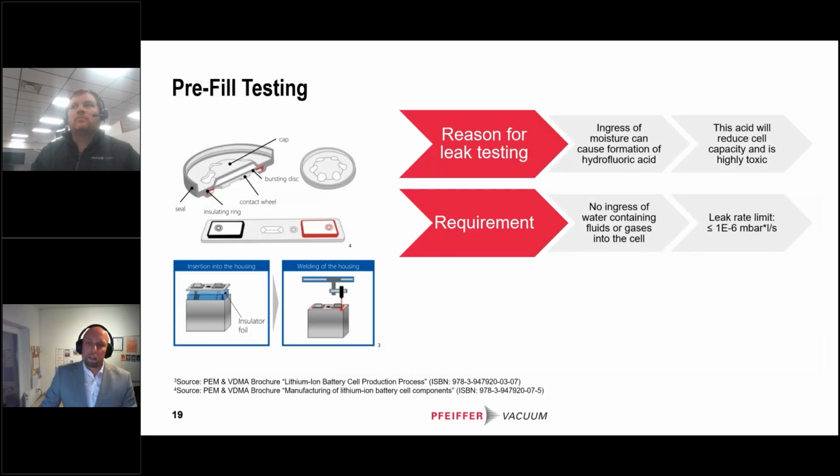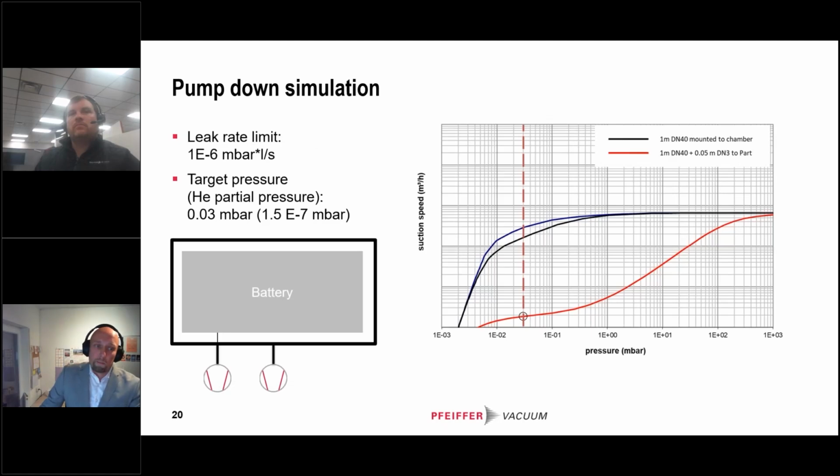Now, I want to show you some vacuum pump down simulation, because this is very important. If you have to think, when you want to test this at the battery cell, you have a schematic like this on the left. We have a battery cell which is in the vacuum chamber. The chamber will be evacuated by a vacuum pump. And we have another vacuum pump which is connected via a feed through to the battery.